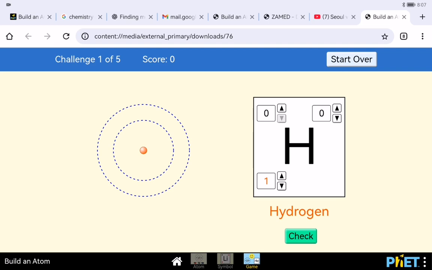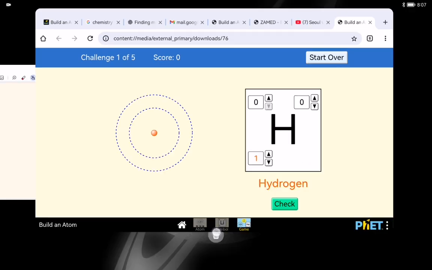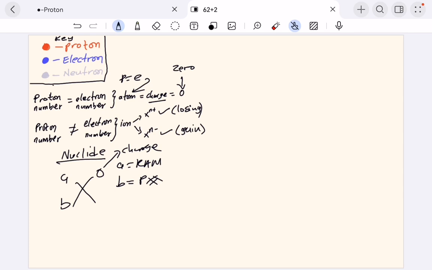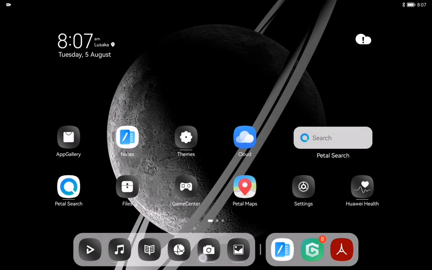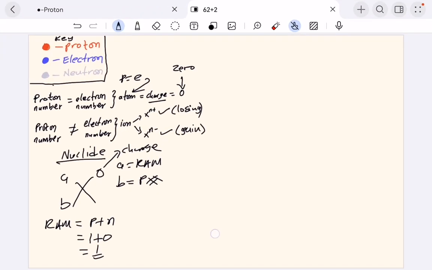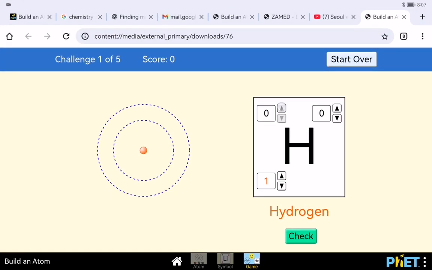Then how do we know the mass number? So mass number, which is the relative atomic mass, is given by proton number plus neutron number. So in this case, the proton number is 1. The neutron number, there is no gray, is 0. So therefore the mass is 1. So in terms of mass, the mass number is 1.